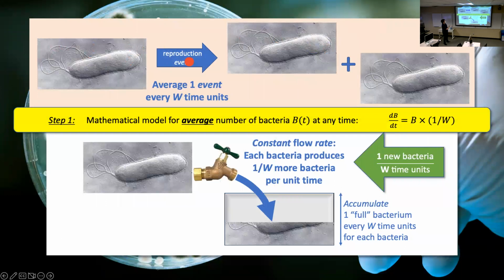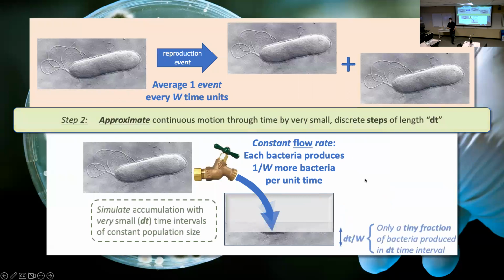This is our real system. One bacteria waits on average W time to produce 2 whole bacteria. We're approximating it by this system. One bacteria is always oozing out slightly more new bacteria at a rate of 1 divided by W. It's like a faucet being turned on at this slow rate. After W time units, this flow would fill this bucket, so this bucket is like a whole bacteria tall. But we are only going to simulate a very small amount of time.